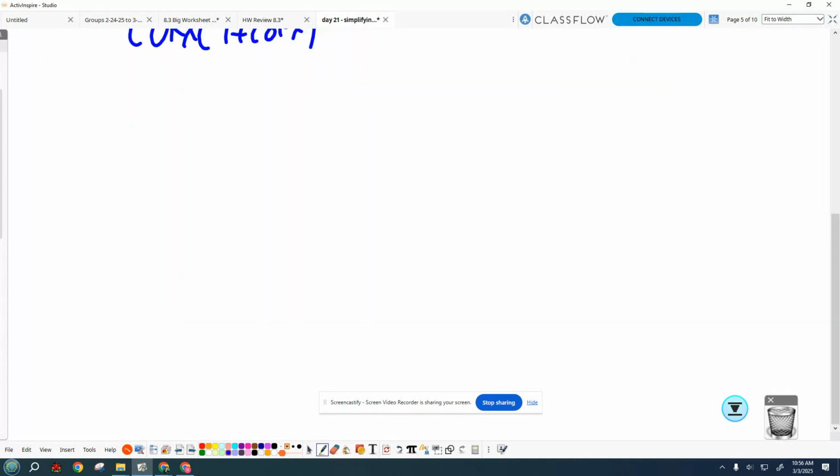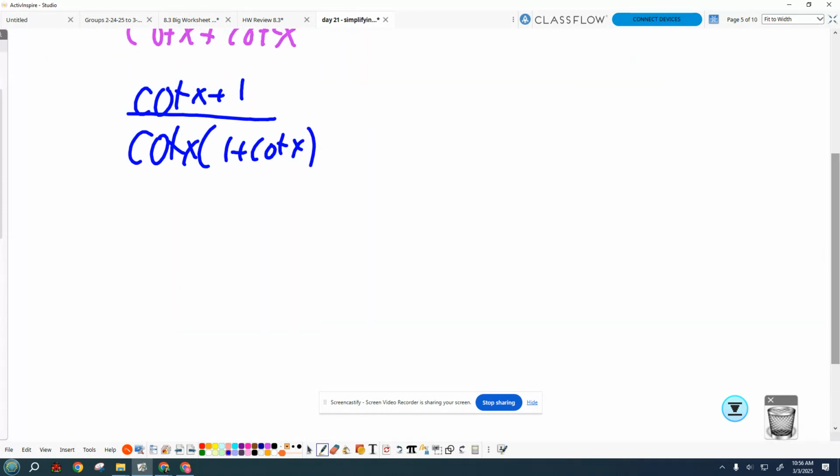Oliver, do you see anything in there? Looking at it right now? The same at the top. Cotangent plus 1 is the same as 1 plus cotangent. So that was prettier. Is that what you meant? That's what I did.